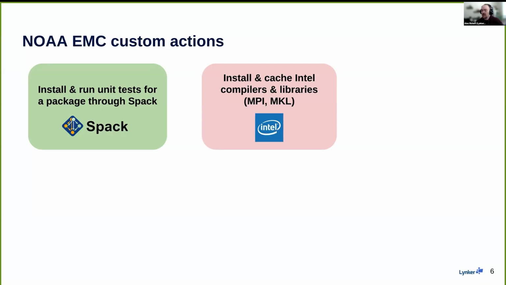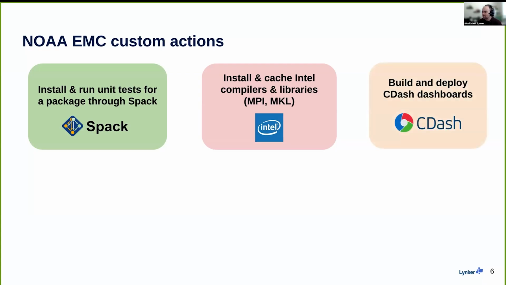We have a custom action for installing the Intel toolkit, so compilers and libraries, including automatic caching in the GitHub Actions cache, because that was another pain point where we had a lot of copied and pasted code in our CI, and then when something needed to get fixed, it had to get fixed across 5 or 10 or 15 repos, and that's no fun.